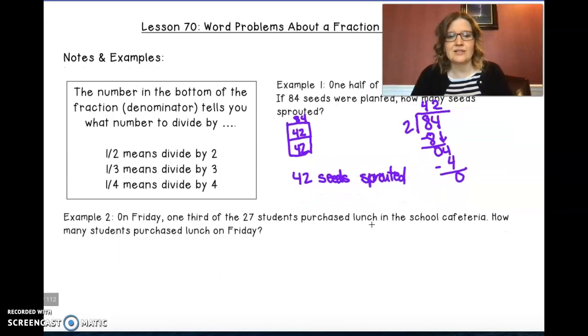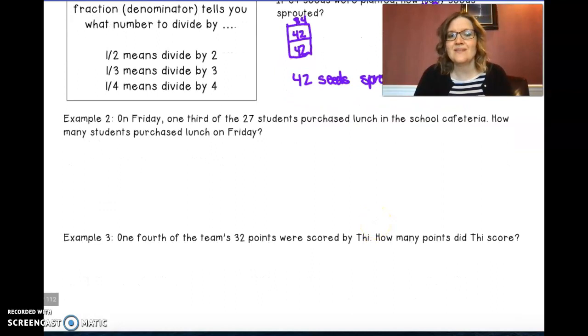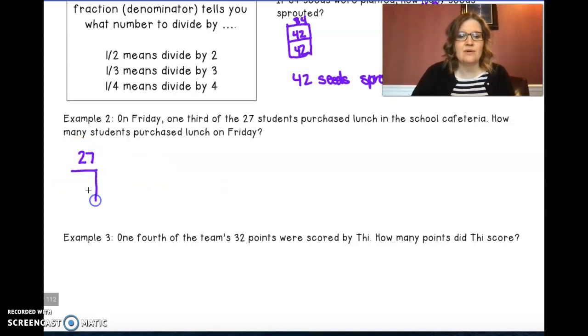Now, let's look at our next example. On Friday, 1/3 of 27 students purchased lunch in the school cafeteria. How many students purchased lunch? So I'm thinking about this. I've got 27 students. And if I were to look at this whole group of 27, I'm seeing that 1/3 of them purchased lunch. So this is 1/3 right here.